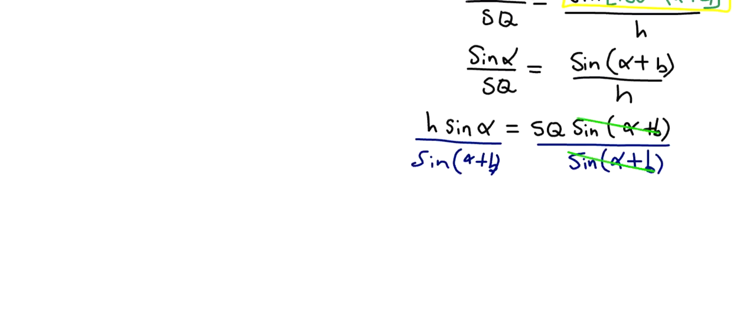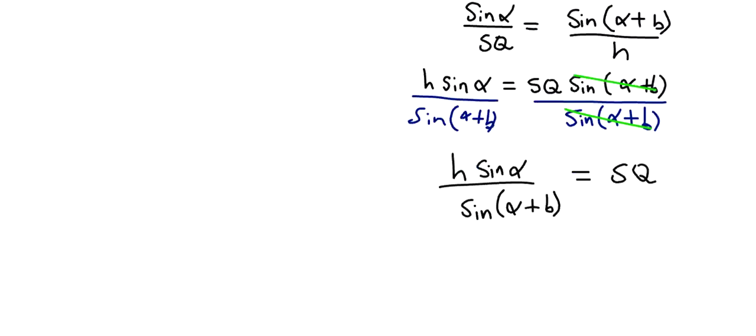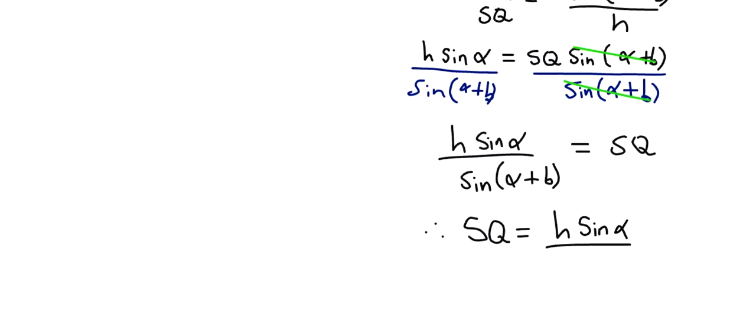And here, what are you left with? You'll be left with h sine of alpha, all over sine of alpha plus beta. It's equal to, and on the right-hand side, you are left with SQ. Can you see? And then you are done finding SQ. So, to write it in a proper way, you can say, therefore, SQ is equal to h sine of alpha divided by sine of alpha plus beta. So that's your answer, right?